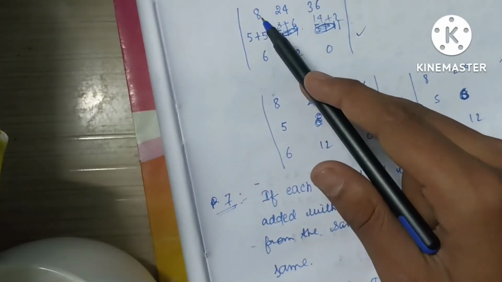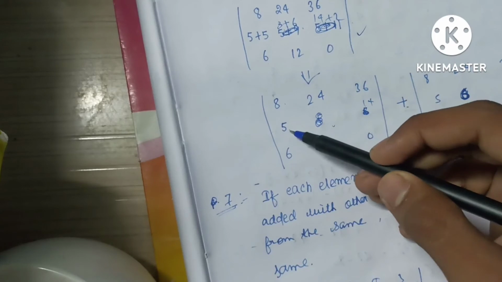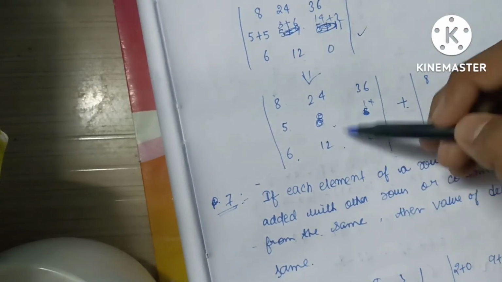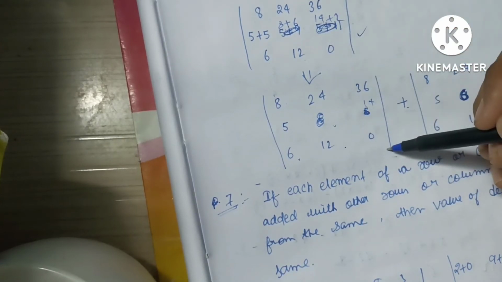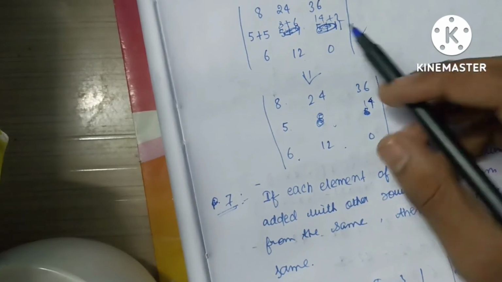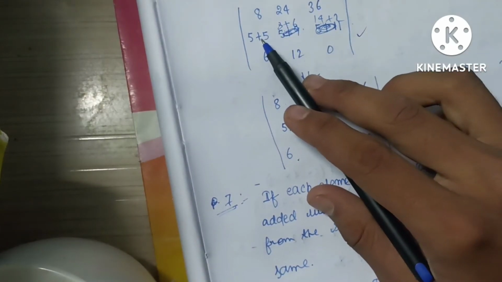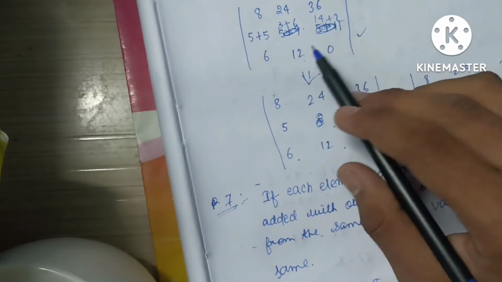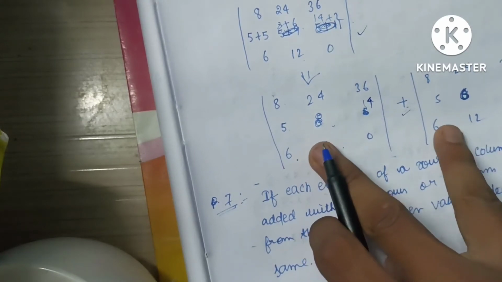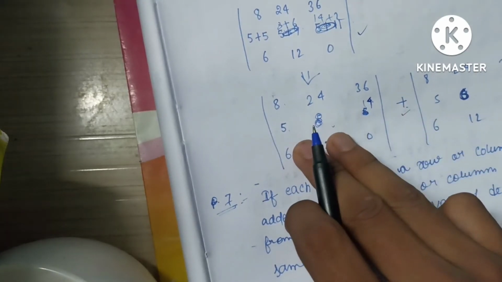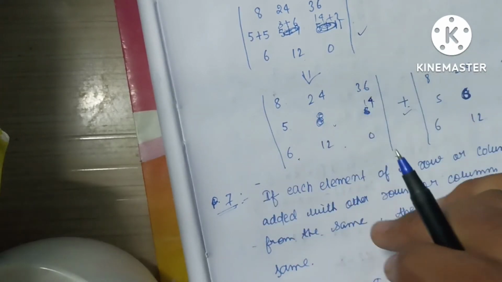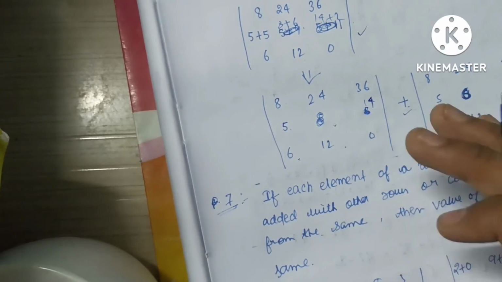That is 8, 5, 6. We will first write the numbers 24, 8 and 12 in the second column, and in the next column we will write 36, 14, 0. The plus symbol here means it will be subdivided into two determinants, and we need to separately find the determinants of the two and add them up. Then we can find the final answer of the question.